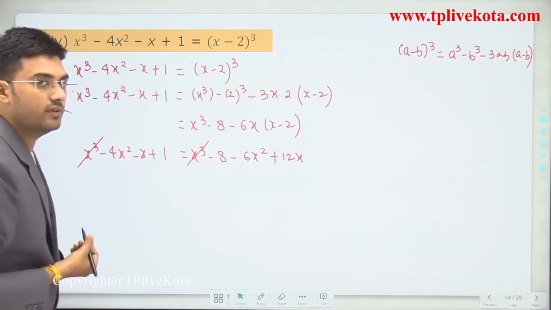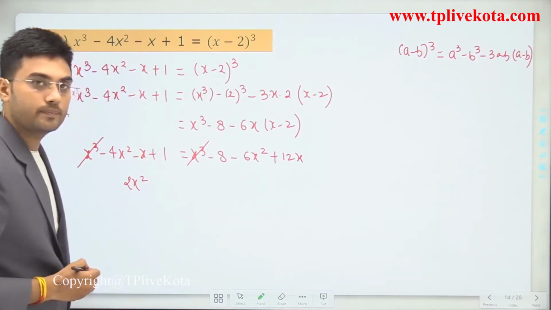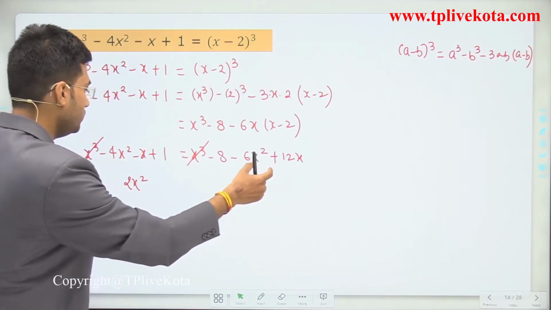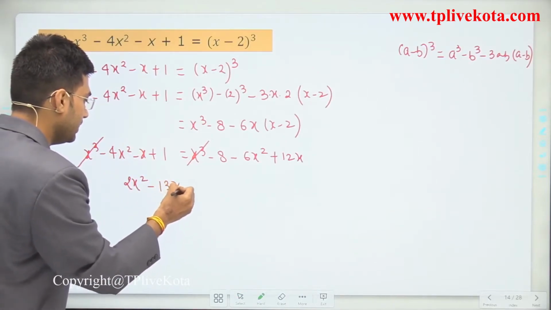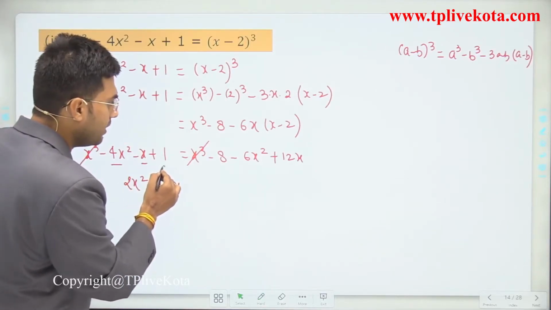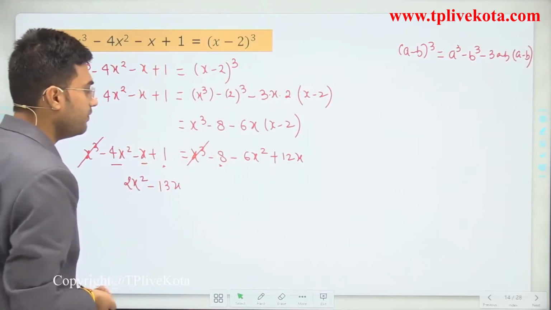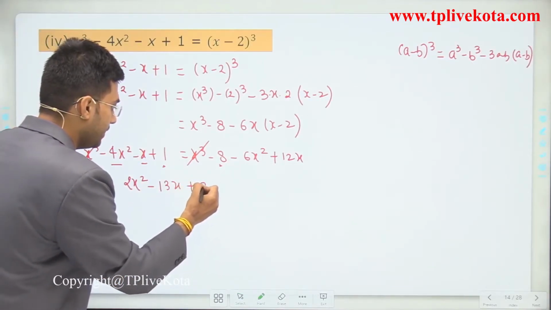So when we transfer this here, what will we get? It is 2x square. Now here we have minus x and here we have plus 12x. So when we transfer it here, we will get minus 13x. Okay, now here we have 1 and here we have minus 8. So when we transfer this here, then what will we get? Plus 8. So it is 8 plus 1, 9.